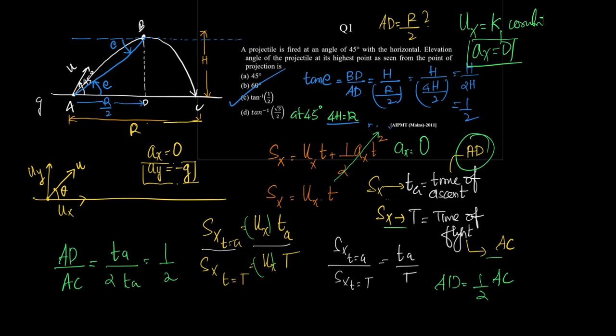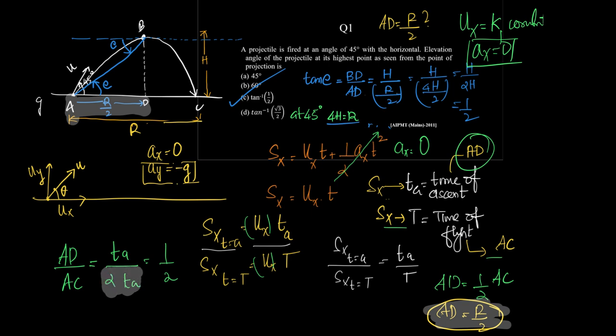Now from the figure, we know that AC is R. So if we substitute, in AD equal to half AC, instead of AC we can write R. So what we write here is AD is R by 2, and that is how we write AD here as R by 2. Now again a question comes up: how is time of flight equal to 2 times time of ascent? Let us discuss it maybe somewhere in another problem when the same concept regarding time of flight comes up.